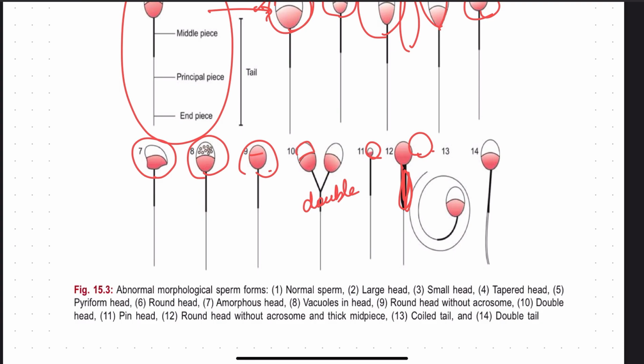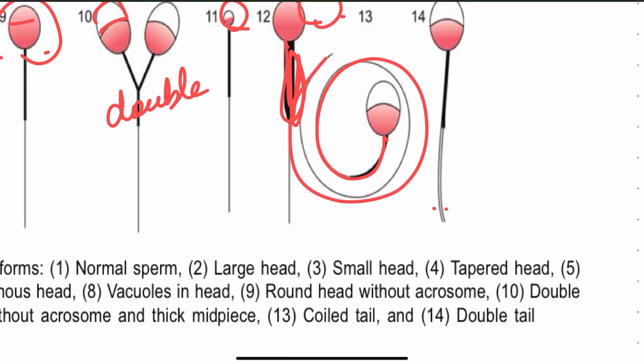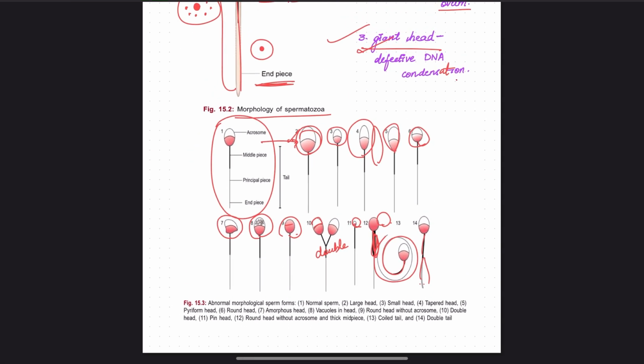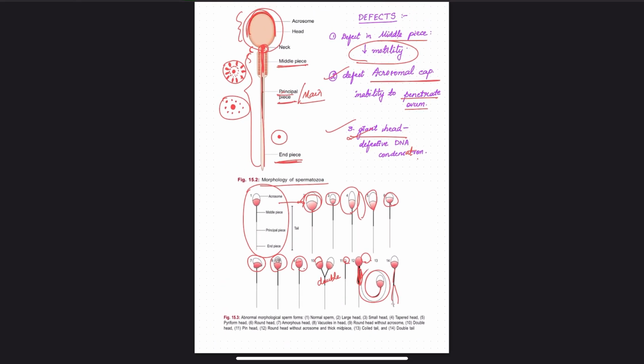Here problem with the tail, coiled tails, bent tails, or you can see here two tails are present. One, two. It splits into this tail, splits into two, double tails. So all this abnormal morphology, these are not taken into consideration while doing sperm count. All these forms are not counted. These are abnormal forms.